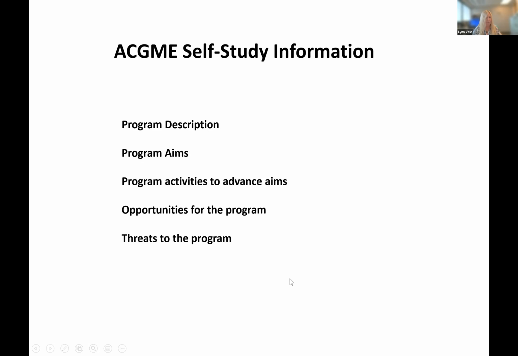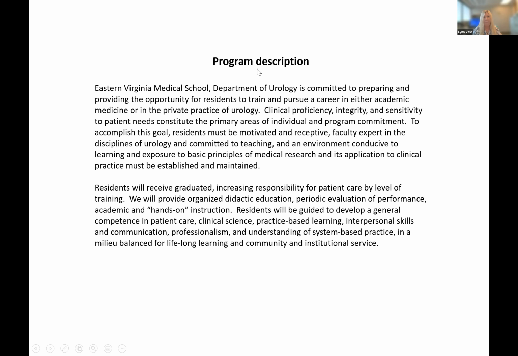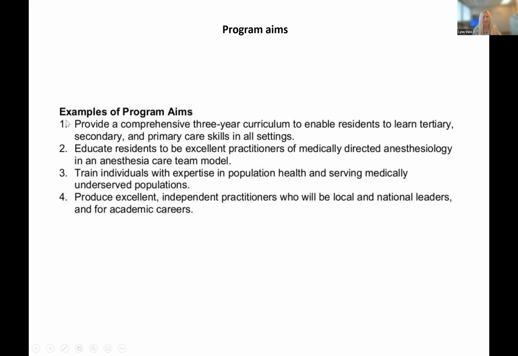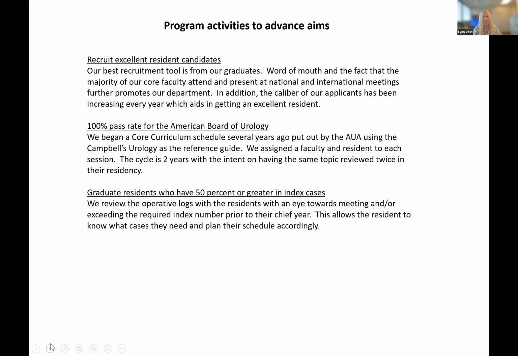Okay, so then the next area is the self-study information. We go over that just in case we want to revise. So we show our program description. Then program aims, and I just got this from the ACGME website. If someone doesn't know how to do aims, there are little examples right there. And then I do programs, activities to advance aims. So I do include that in.